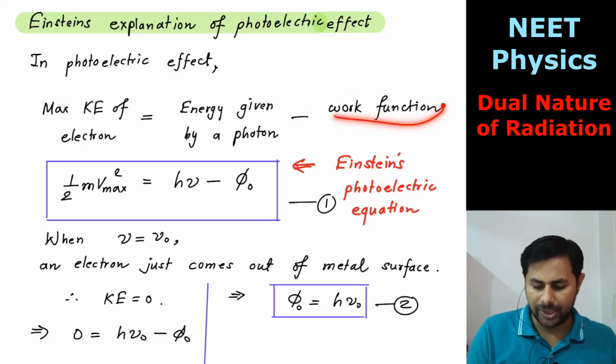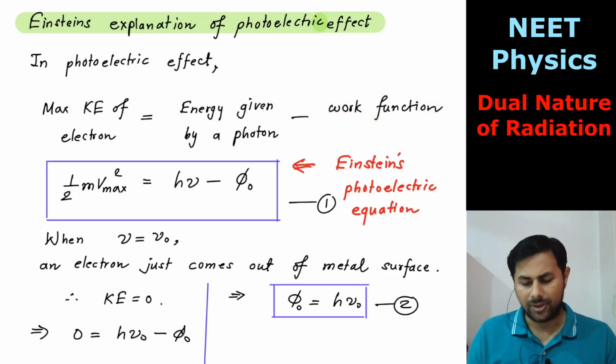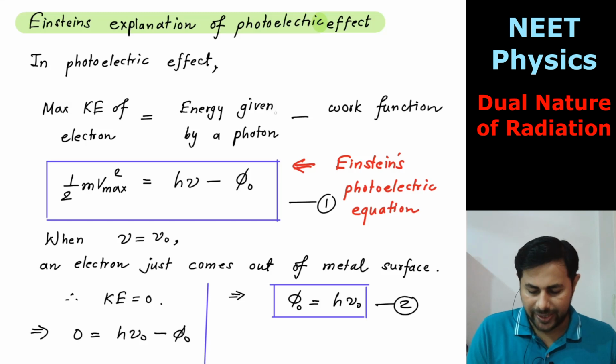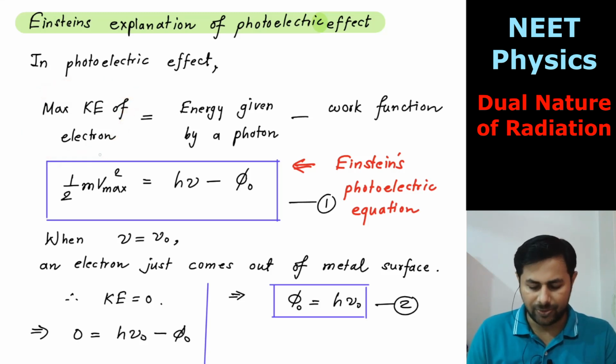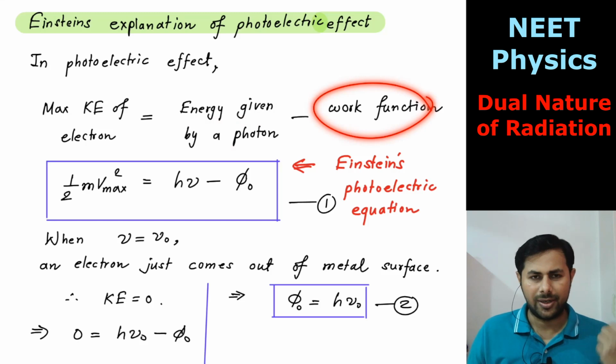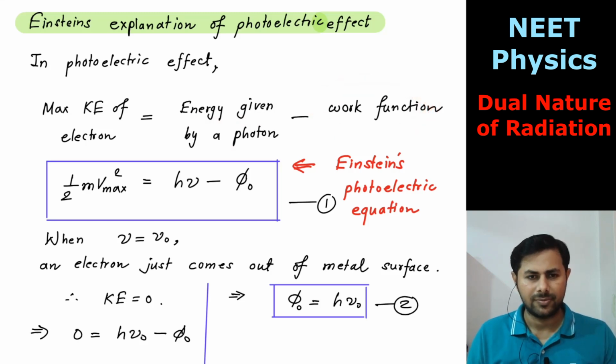Right? What is the work function? Work function is the energy required by an electron to come out of the metal surface. So what is the maximum possible kinetic energy of the electron? The kinetic energy of the electron is equal to the energy given by the photon minus the energy required by the electron to come out of the metal surface. Kinetic energy is equal to energy given minus energy required to come out of the metal surface. Whatever is the remaining energy, it is the kinetic energy of the electron. Is this clear, everyone?